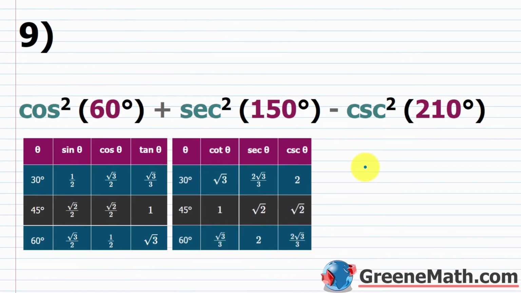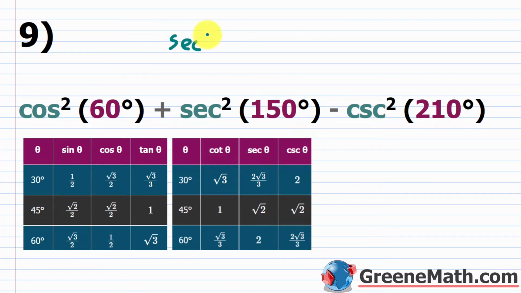All right, for problem number 9, we are given cosine squared of 60 degrees plus secant squared of 150 degrees minus cosecant squared of 210 degrees. For this problem, we're just going to plug in. Okay, that's all it is. It's not that complicated. Where a lot of students get lost, remember this notation.